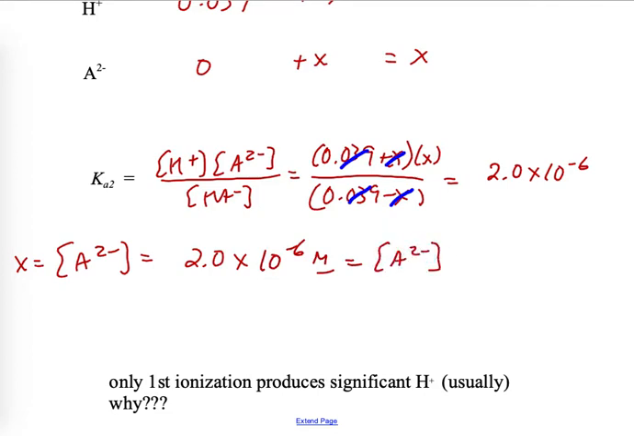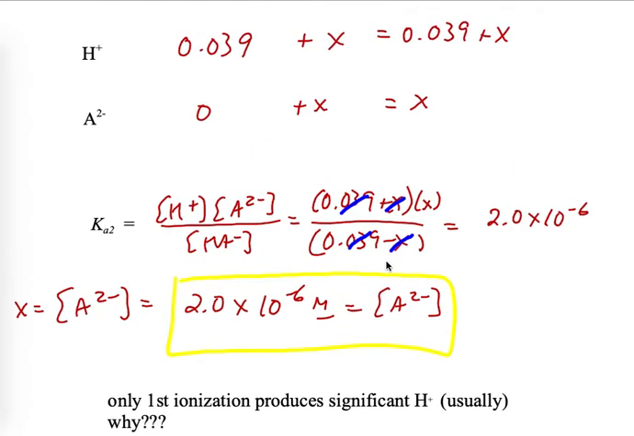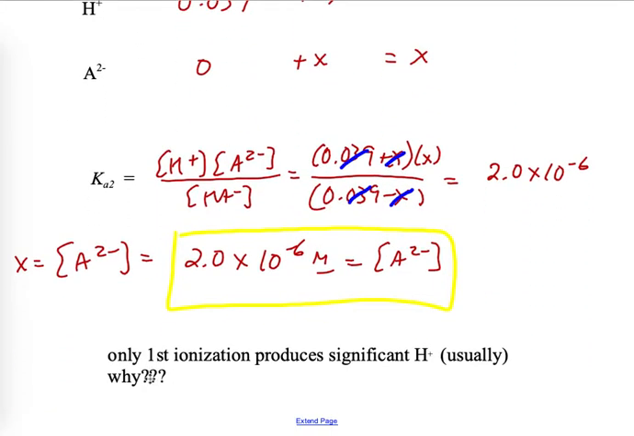Okay. Now, it's almost always the case that the first ionization is the only one that produces a significant concentration of hydrogen ion. There are exceptions, which we'll talk about in a second. Why would that be? Well, essentially, you can think of this in terms of Le Chatelier's principle. If we have a substantial concentration of hydrogen ion produced by the initial ionization, that will suppress the subsequent ionization, pushing the equilibrium back towards the reactant HA-. Therefore, any subsequent ionization is going to be small.